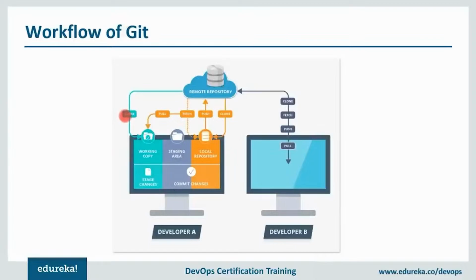So basically, this command is used to make a copy of the existing remote repository. So anytime you want to create a copy of the existing remote repository, then you use the clone command. Next, you have the commit command. The commit command commits all the files in the staging area to the local repository.